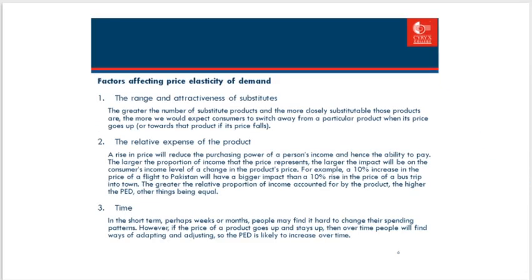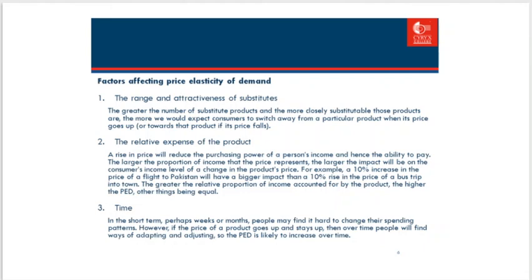Factors affecting price elasticity of demand. First, the range and attractiveness of substitutes. The greater the number of substitute products and the more closely substitutable those products are, the more we would expect consumers to switch away from a particular product when its price goes up, or towards that product if its price falls. Still remember about substitute products. Substitute products means they will substitute each other. For example, apple and orange, coffee and tea. If the price of coffee increases, people will use more tea.